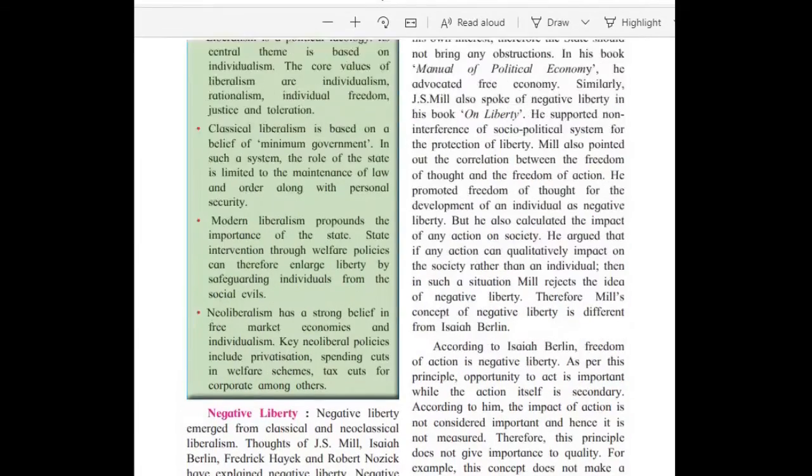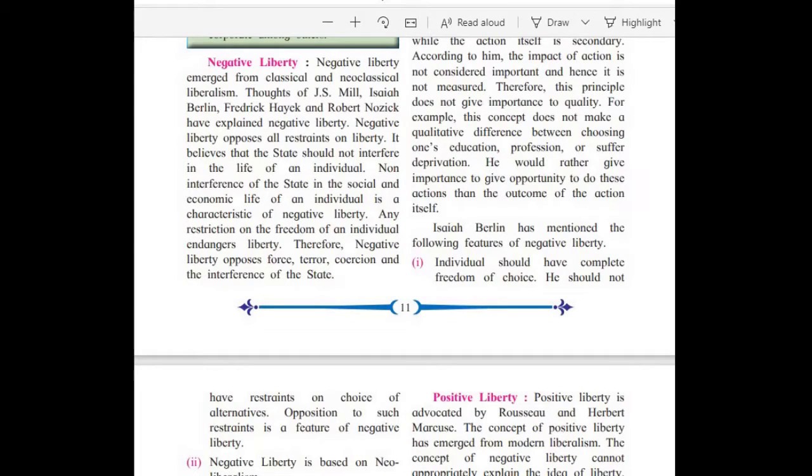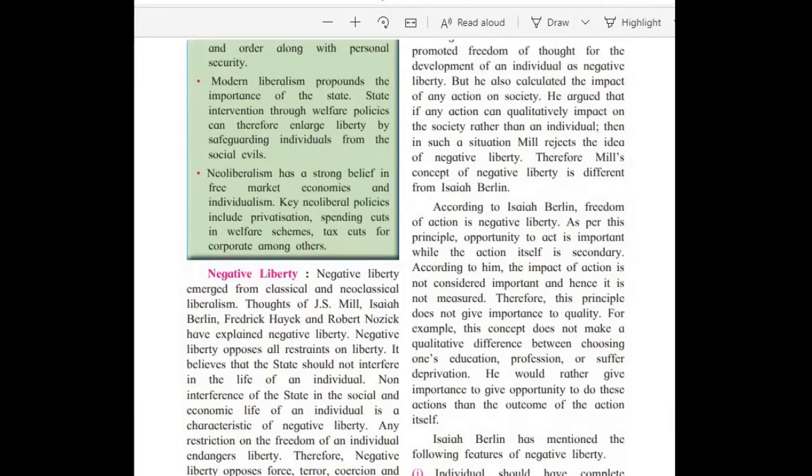Now, negative liberty. Now, what is negative liberty? The thoughts of J.S. Mill, Isaiah Berlin, and Robert have explained negative liberty. Negative liberty opposes all restraints on liberty. It believes that the state should not interfere in the life of an individual. No interference of the state in the social and economic life of an individual is a characteristic of negative liberty. Any restrictions on the freedom of an individual endanger liberty. Therefore, negative liberty opposes force, terror, and interference of the state.